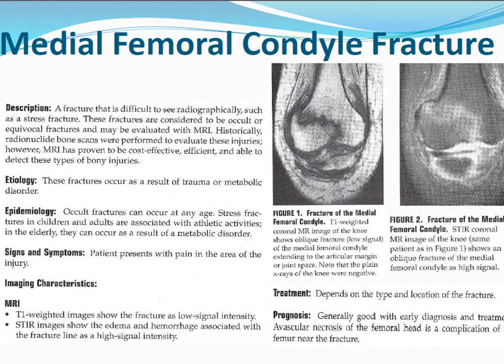MRI is going to be your go-to for an occult hip fracture, an occult sacral insufficiency fracture that comes from osteoporosis. So MRI is really useful for these. It should be a fairly quick imaging test, and definitely worth the while to know what's going on with the patient.